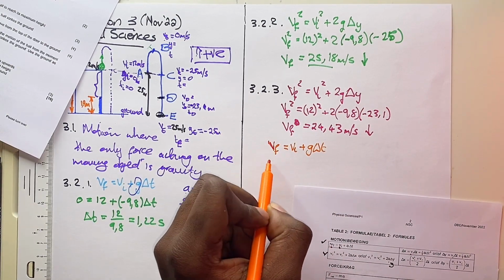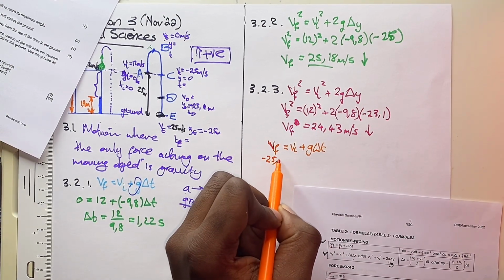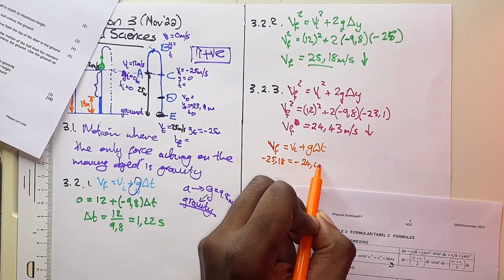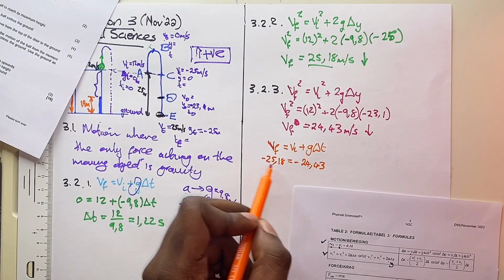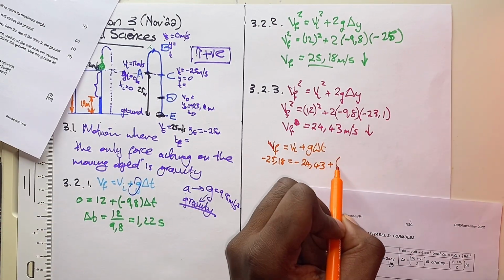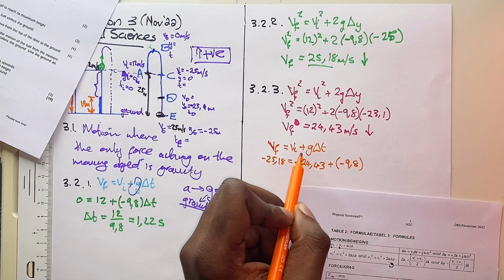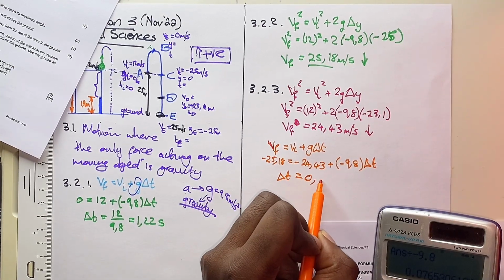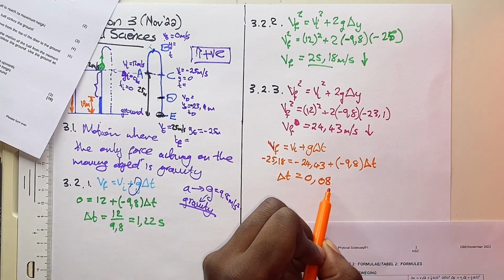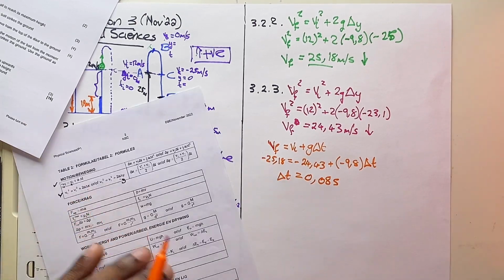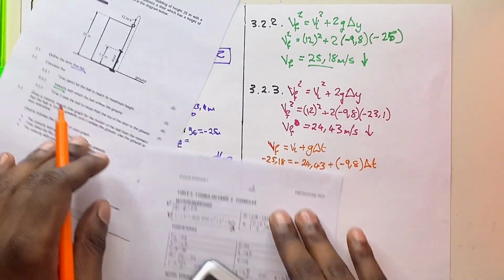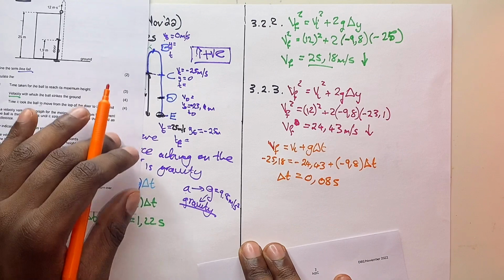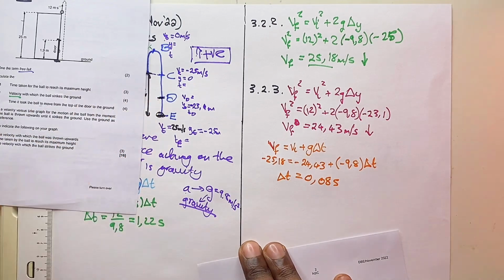Our final velocity will be minus 25.18, equal to our initial, which will be minus 24.43. They are moving downwards, therefore they are negative, plus negative 9.8. Then we are looking for delta T. So your delta T will be 0.08 seconds. Now we have found our time, and we now know the time it took for the ball to move from the top of the door to the ground.